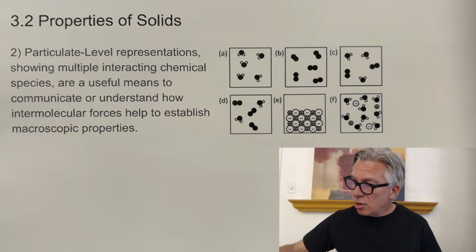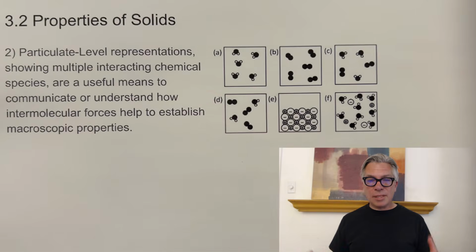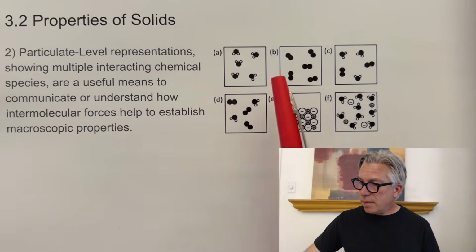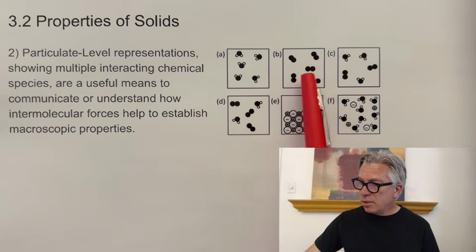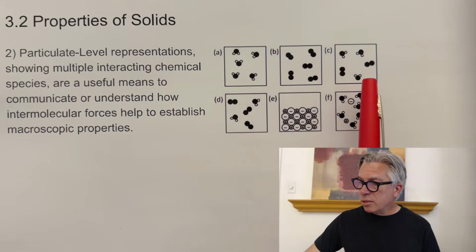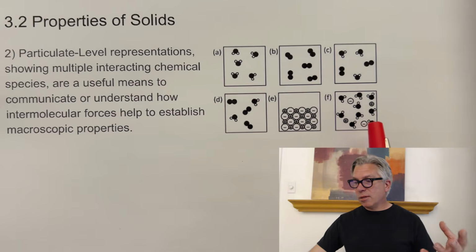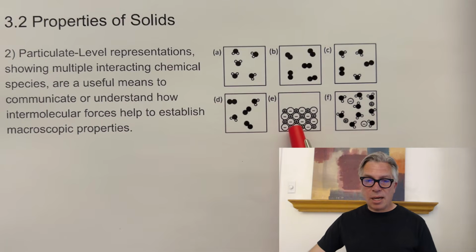Properties of solids. They're telling us, okay, you're going to see some solids and you need to know about their particulate level representations. So I've included a few in here. Some that might include gases. Here's an element because all of them are the same, a diatomic element. Here's a mixture of different things. Here are those ions floating in the water with the water molecules around them. And then here's a solid.